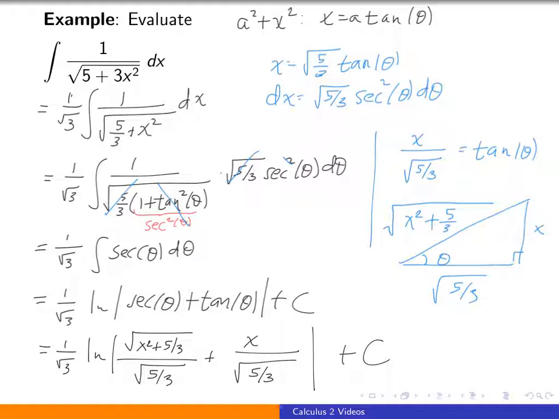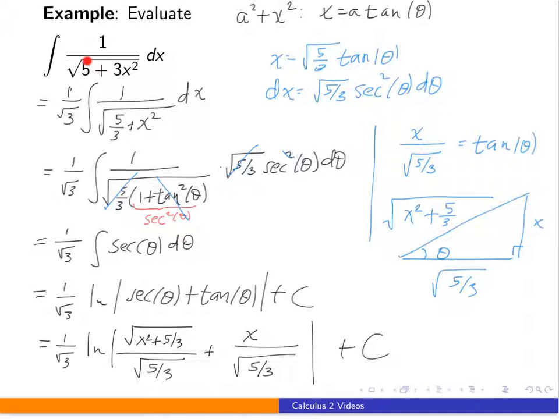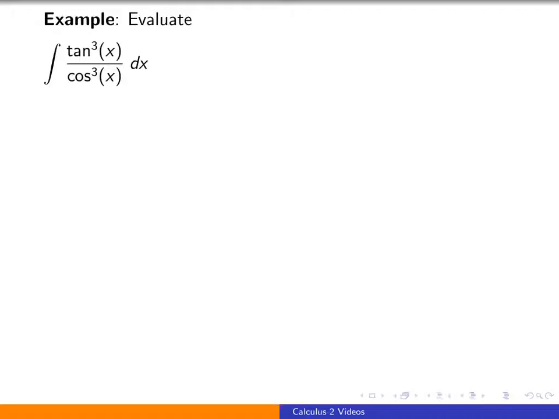So in terms of the mindset we use to approach these problems, we immediately recognized, based upon the expression in the denominator, that this is something that should be well suited for a trigonometric substitution. Let's consider one more example in this video. So tangent cubed over cosine cubed.